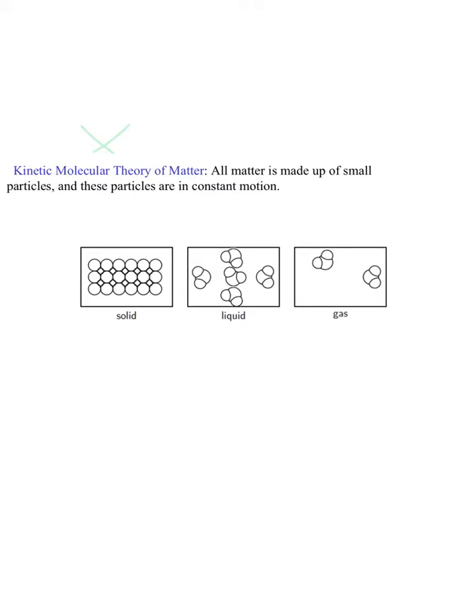You know by now that all matter is made up of small particles. We call these particles atoms or molecules. But what you might not realize is that these particles are in constant motion. So if you look at something that's solid, like a table or your desk or the floor, what looks like something completely stationary actually is made up of tiny atoms or molecules that are vibrating in place rapidly.